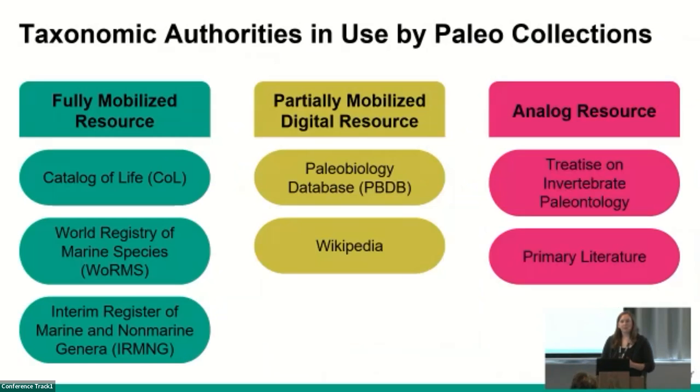So we're having a lot of conversations about what are the authorities used in paleo collections. We have this full range that you see here, anywhere from fully mobilized resources to primarily analog or just not really digitally accessible resources that are used within our community. And so what we want to do is try to pull together, for specific taxonomic groups, what is the primary resource that we want to use as a community and communicate to our partners, to try to better understand how they can fit within the backbone, or possibly use tools that we know other groups are developing to extract that data when you're looking at these analog resources.